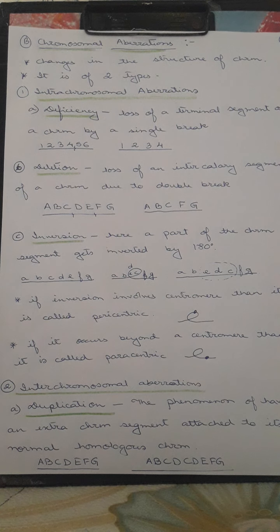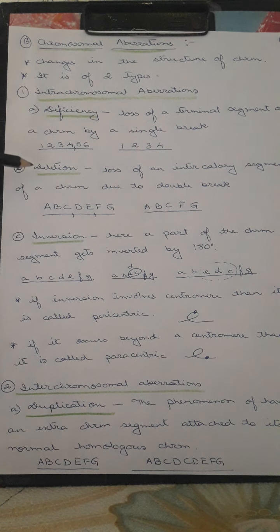Next we come to the change in structure of chromosomes. This is called chromosomal aberrations. Now this aberration may be either intrachromosomal or interchromosomal. Intrachromosomal, that means within the same chromosome. It is divided into 3 types: deficiency, deletion and inversion. If a terminal segment of a chromosome is lost with the help of a single break, then we call it deficiency, okay. Now here you see, if this is the chromosome 1 2 3 4 5 6, a single break is occurring for which the chromosome will be 1 2 3 4, but remember this is occurring in only one chromosome of the homologous pair.